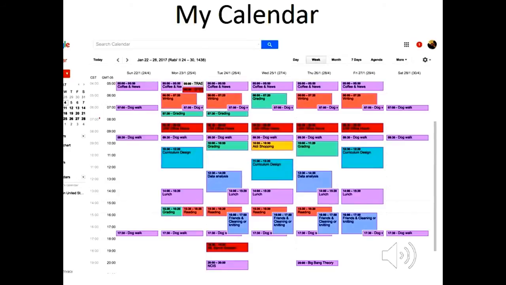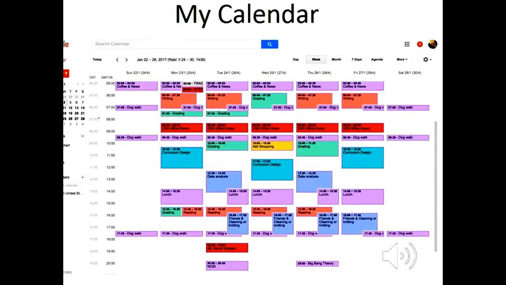My calendar is color-coded. Purple's my favorite color, so that's the stuff that I like to do, and that's important in maintaining my life balance. And yes, it really does say NCIS and Big Bang Theory, my two favorite TV shows, and they're not available on Hulu, so that time becomes sacred to me.